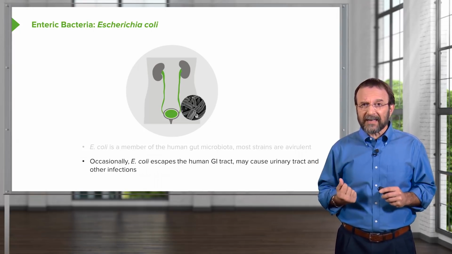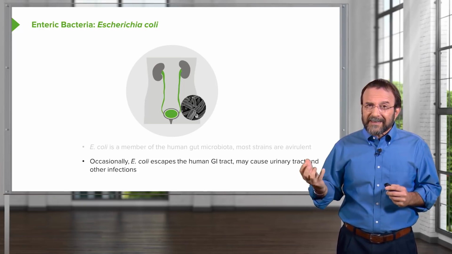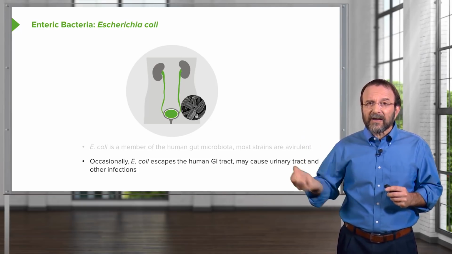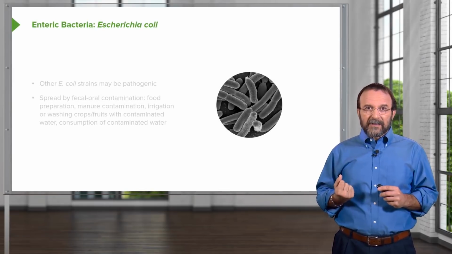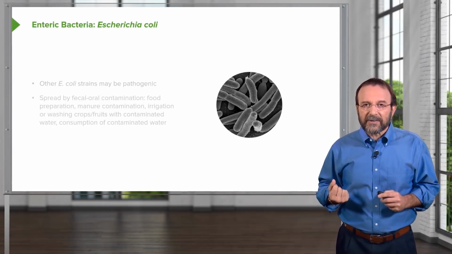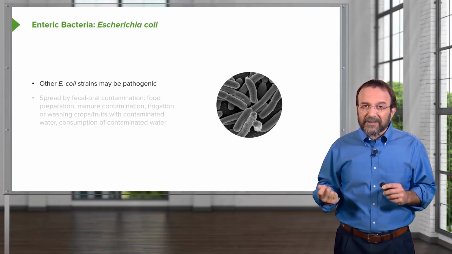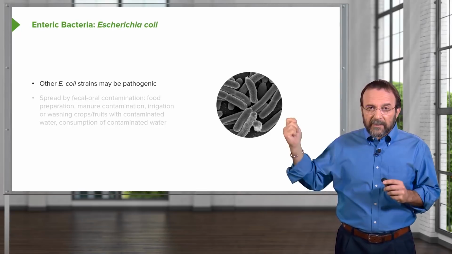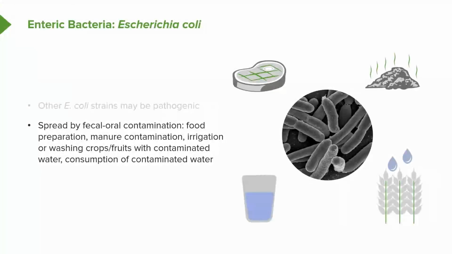What I'm talking about today are E. coli that come from other sources, either humans or animals, that are special strains that now have the ability to cause enteric infections. All right. Other E. coli strains, that's a picture of E. coli, by the way, they're rods, beautiful rods. Other E. coli strains, not from you, from other people or other animals, can be pathogenic. So these are spread by fecal-oral contamination. This can happen during food preparation.